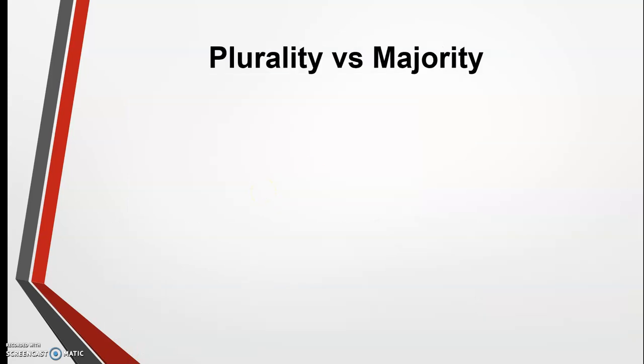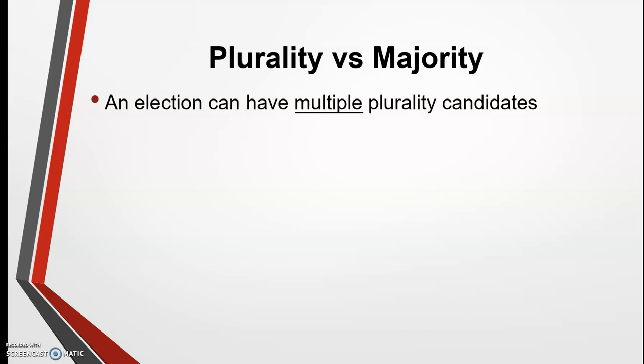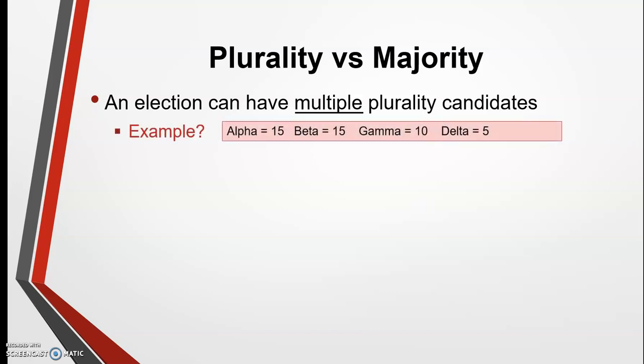So we've already discussed briefly this concept of plurality versus majority, but let's look a little bit longer at this comparison. An election can have multiple plurality candidates, because if you have an election where more than one candidate ties with the most first place votes, then you can have multiple plurality candidates. So an example would be alpha gets 15, beta gets 15, gamma gets 10, and delta gets 5. So alpha and beta are tied for the highest number of first place votes, and therefore they are both plurality candidates.